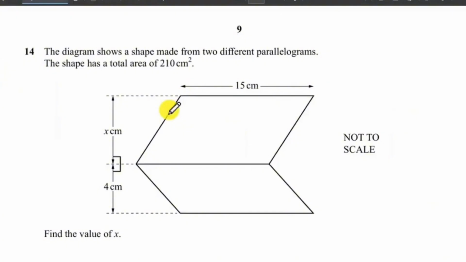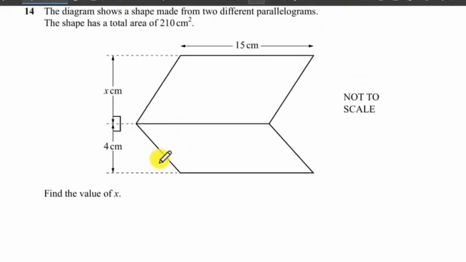Question 14. The diagram shows a shape made from 2 different parallelograms. The shape has a total area of 210 square centimeters. Find the value of x. This one needs you to think a bit. You can see here that this is a multi-step problem. It's not drawn to scale, so do not waste your time measuring the sides. No, it won't work. You need to do some calculations here.